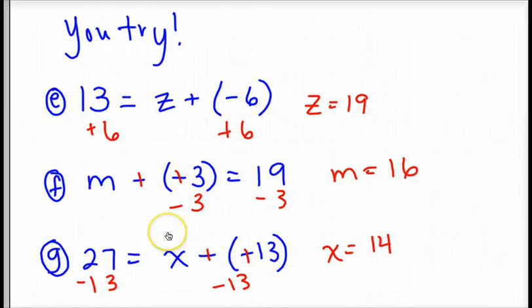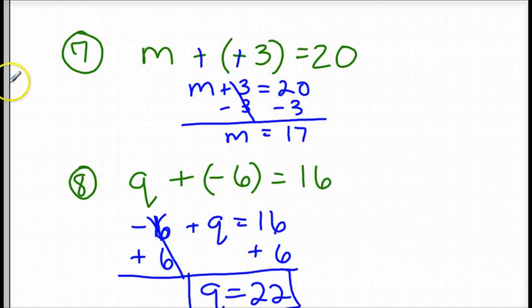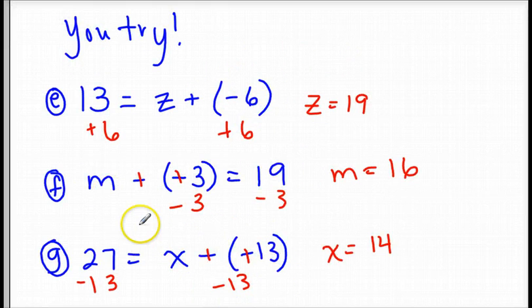All right, so for E, you should have gotten Z equals 19. F, you should have gotten M equals 16. And G, you should have gotten X equals 14. If you didn't get these right, go back, rewind, and watch this portion of the video. It should explain it to you. If that still doesn't work, go ahead and ask one of us to help and start your assignment.